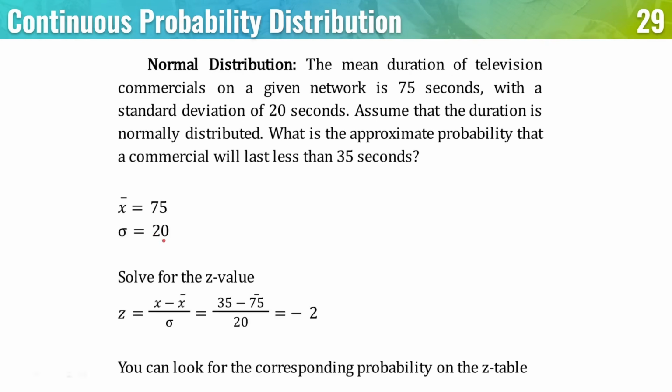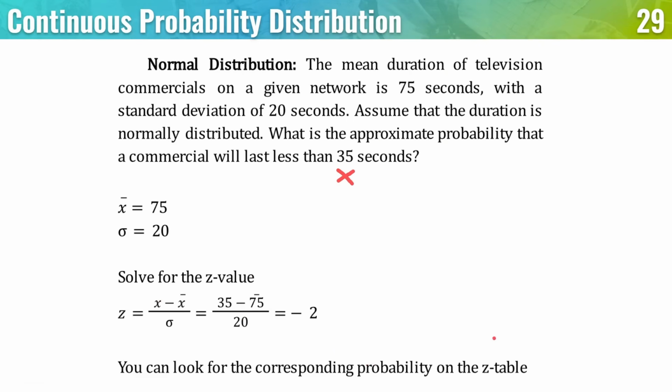So first, let's solve for the z-value. The z-value, for those who don't know, is a value we can use to search up a corresponding probability on the z-table. If you have a copy of this, simply solving for the z-value will give you the answer to the problem. To find the z-value, you need x minus x bar over sigma. x, by the way, is our value of 35 seconds. So that's why we have 35 minus 75 and then divide by 20.